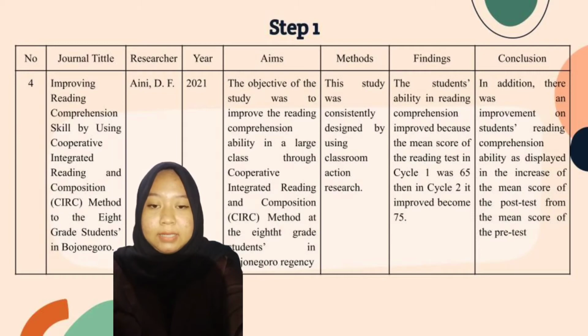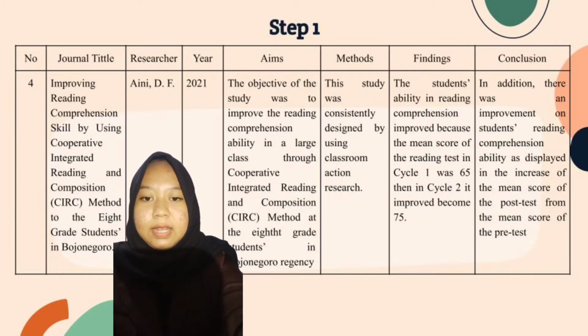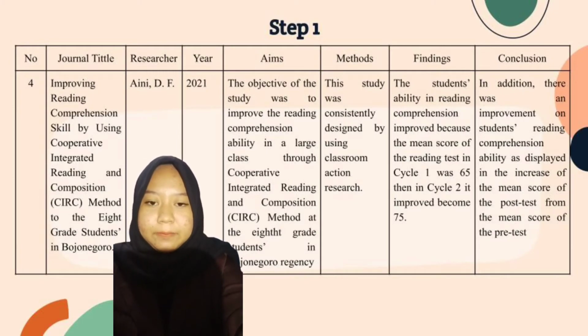The last journal is titled Improving Reading Comprehension Skill by Using Cooperative Integrated Reading and Composition or CIRC Method to the 8th Grade Students in Bojonegoro. Researcher Aini DF, year 2021. Aims. The objective of the study was to improve reading comprehension ability in a large class through the Cooperative Integrated Reading and Composition method at the 8th grade in Bojonegoro Regency.